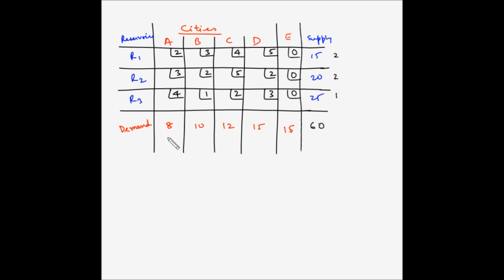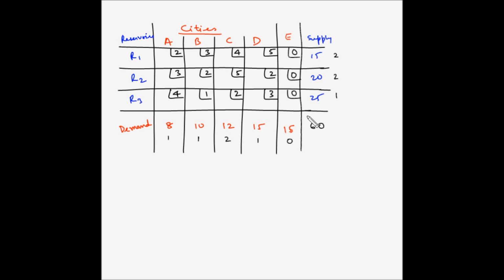Now for the columns, for the first column, lowest is 2 and the next lowest is 3. So the difference is 3 minus 2, which is 1. For the second column, lowest is 1, next lowest is 2. So 2 minus 1, which is 1. For the third column, lowest is 2 and the next lowest is 4. So 4 minus 2 is 2. For the fourth column, lowest is 2, next lowest is 3. So 3 minus 2 is 1. And for the fifth column, 0 minus 0, which is 0.